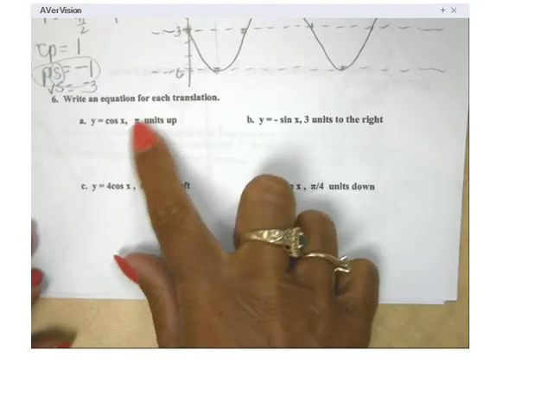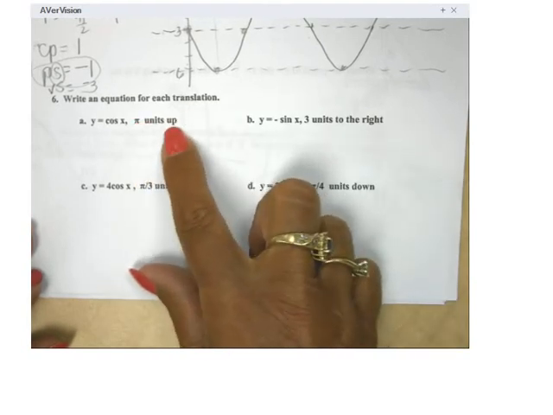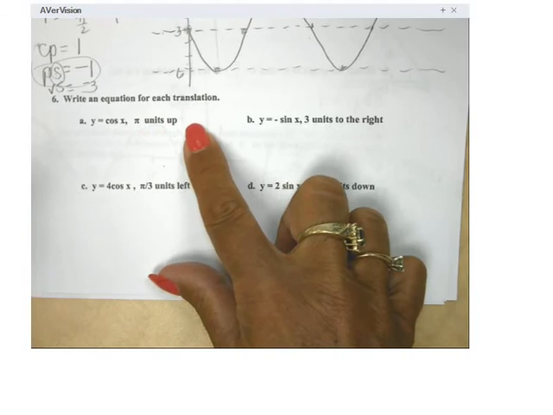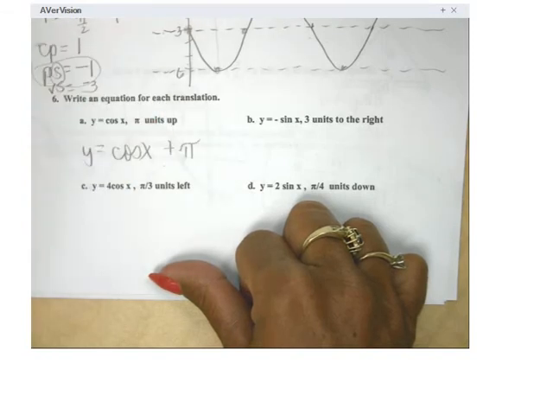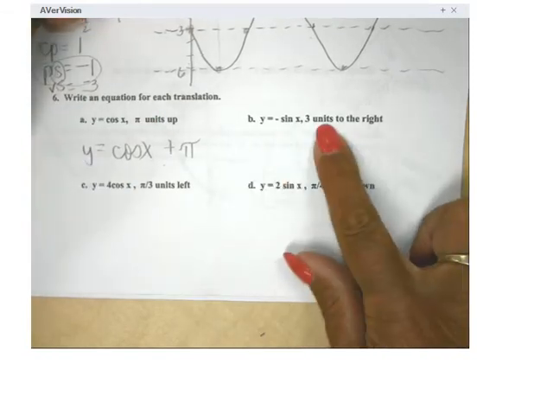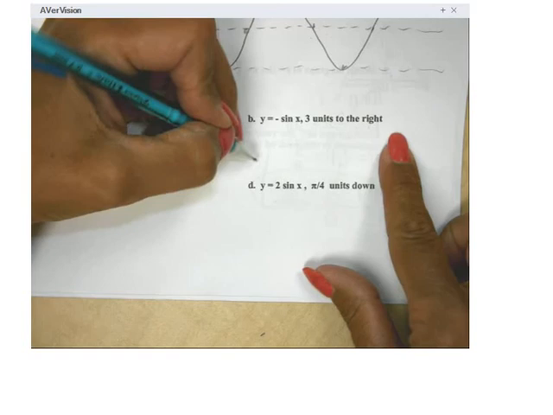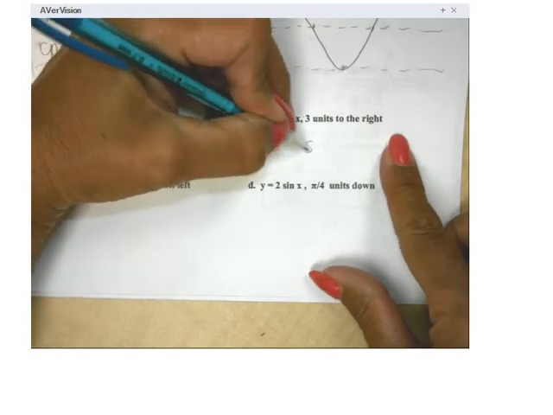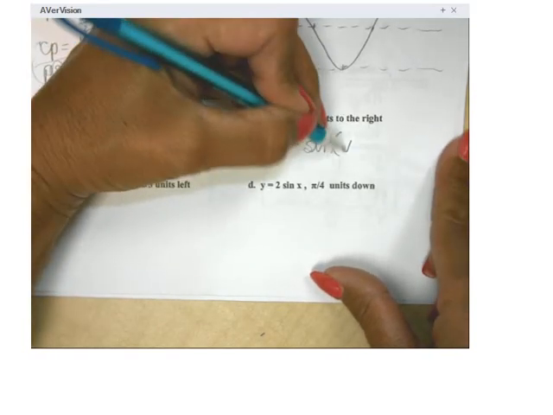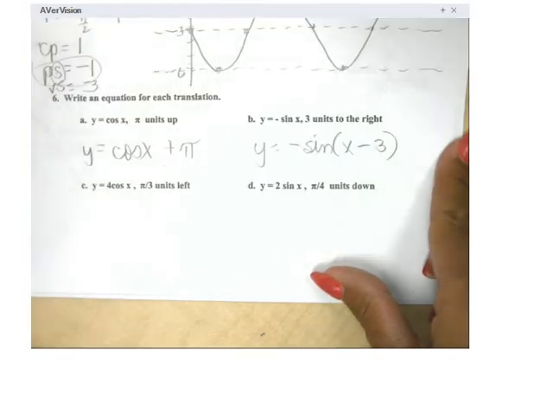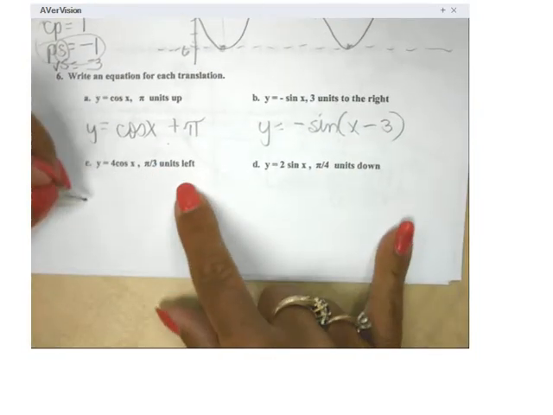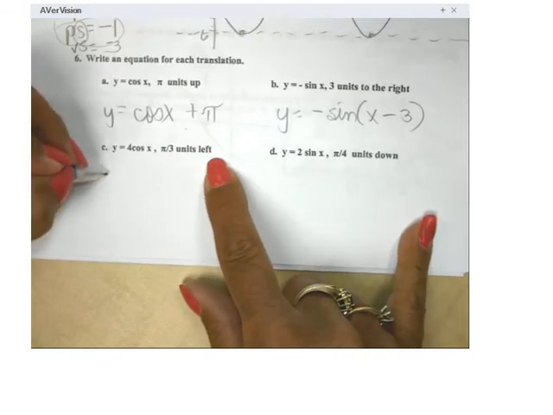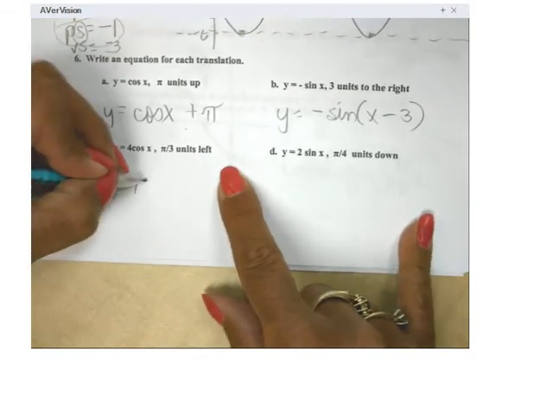Now, a couple things. You could turn the video off and quick write these down and then come back and check. So if I want to write an equation for each of these where it's going to make it shift up pi units, if I want it to go right 3 units, I need parentheses. That will make it go right. Have to have the parentheses.